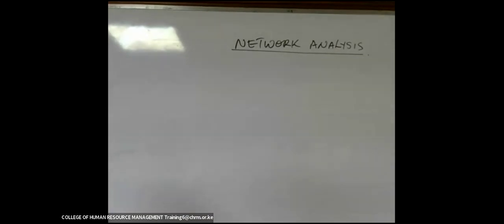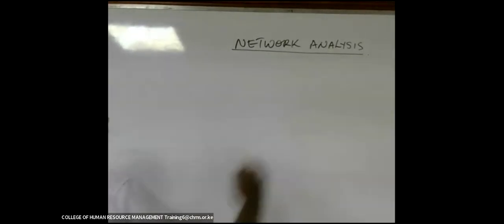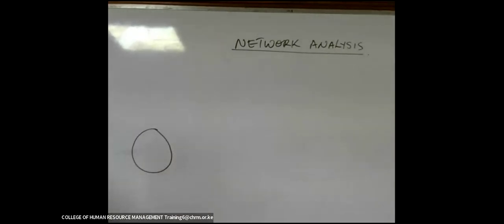So our network will start from the left-hand side, and then it will move like that. That is the starting point. That is the starting node. You start with a circle. So here, look at activities A and B.